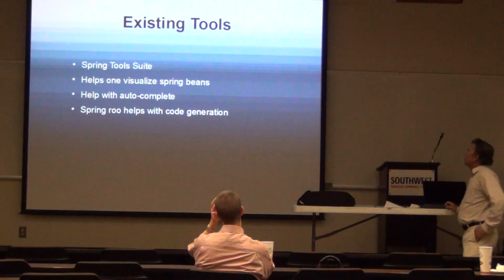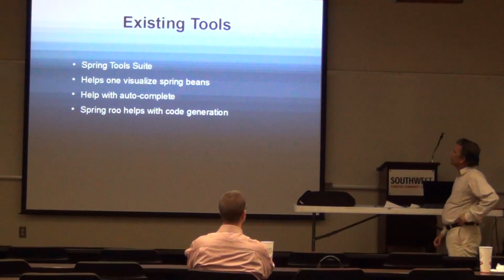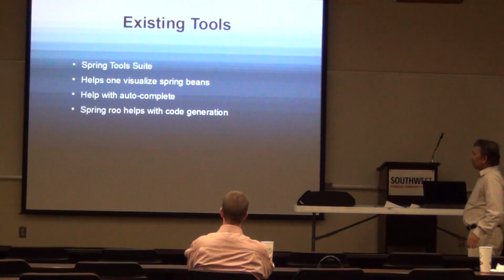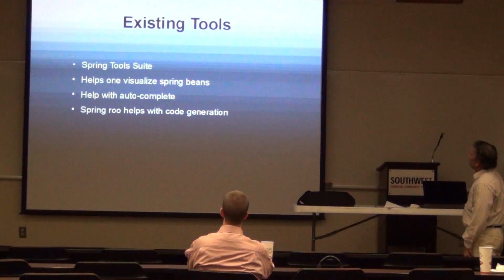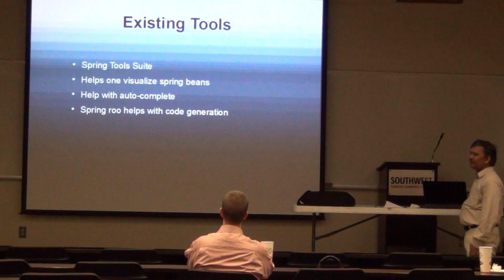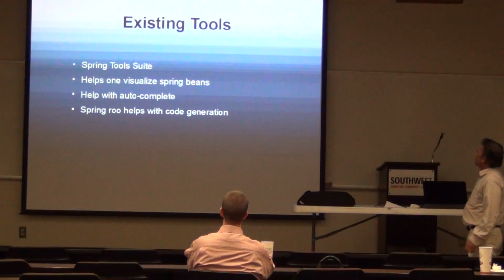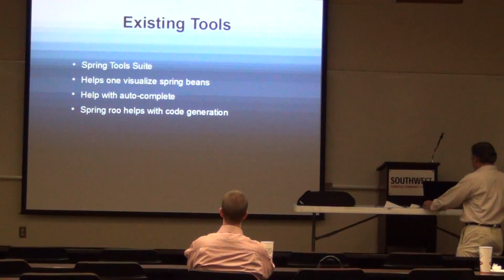So Spring, they have the Spring Tool Suite, which has like bean visualization, bean autocomplete, and Spring Roo helps with code generation. So on the other hand, you have the fast code plugin who also do code generation. It's a little different.